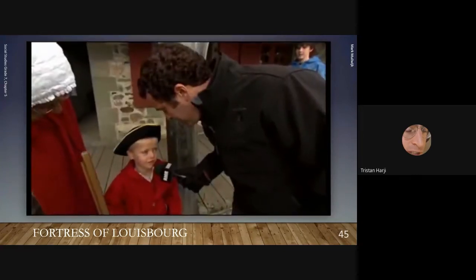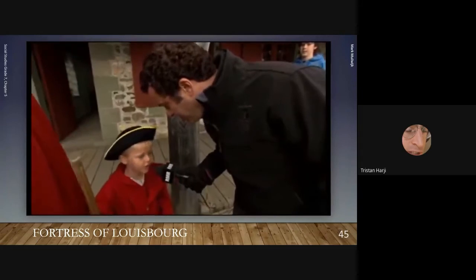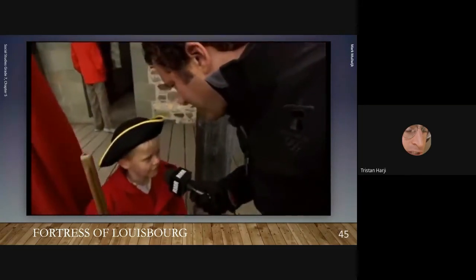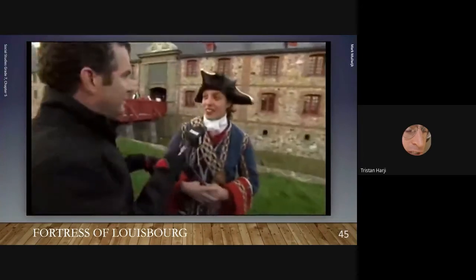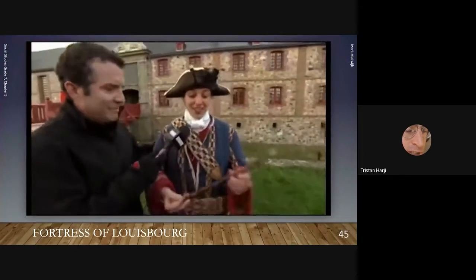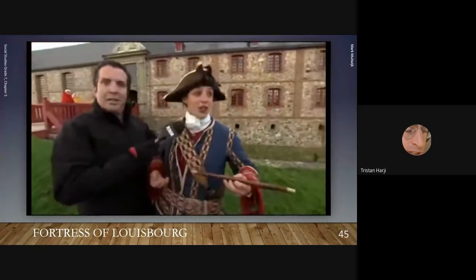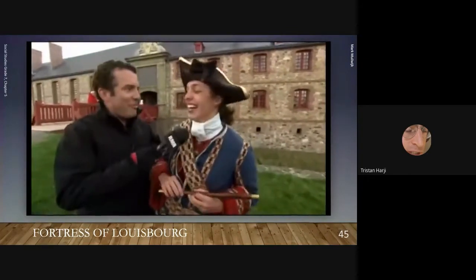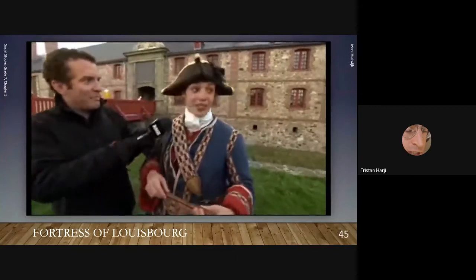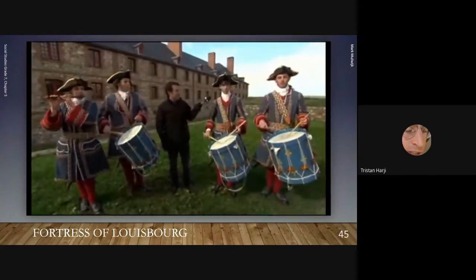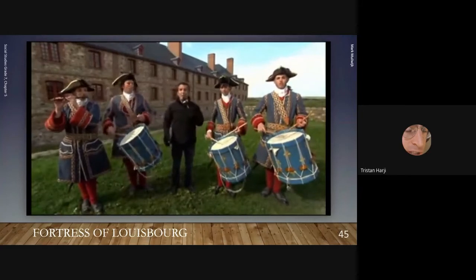Are you in the militia? Yeah. Do you like that? People take your picture? Lots of pictures? So you're pretty popular? Yeah. I play the fife. What's a fife? Fife and drum corps. I always thought it was a name of a pub. I didn't realize the fife goes with the drum. We go together. I feel like I'm about to blow out of a cannon.